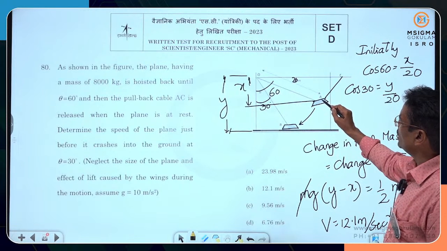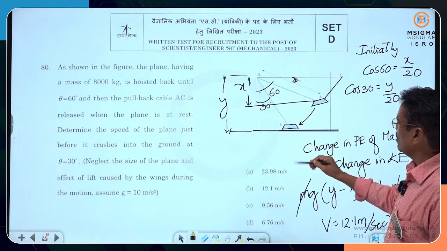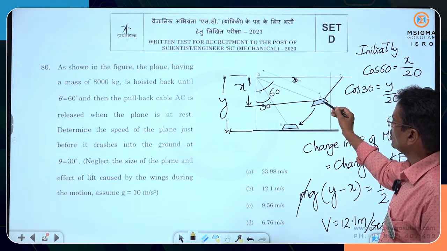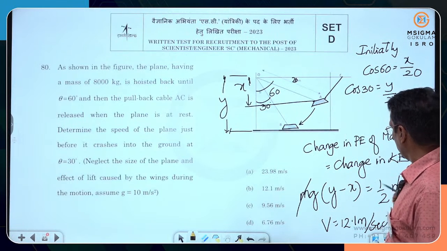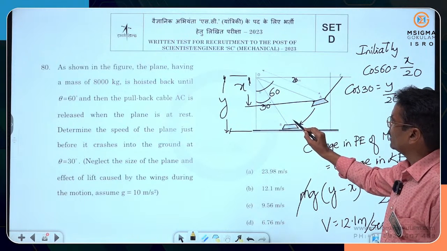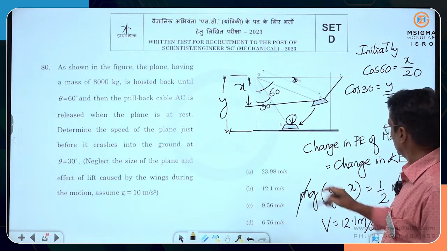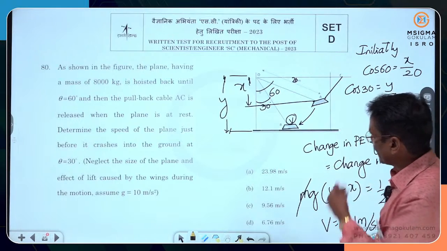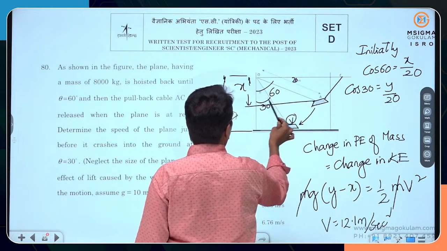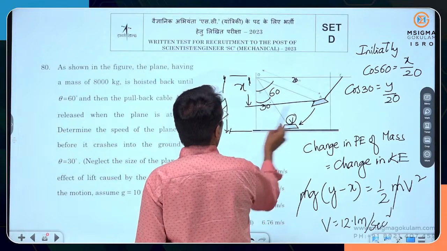Initially it has potential energy, but when it hits here, potential energy becomes 0. Initially velocity is 0, but when it is hitting here, it is moving with a velocity v. So the difference in heights is just calculated.